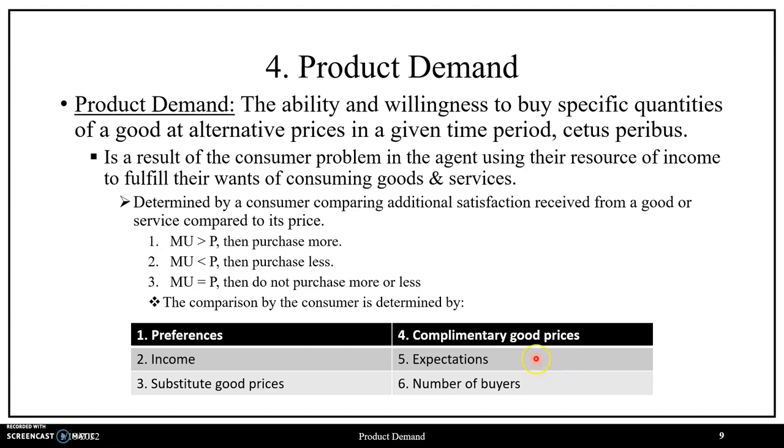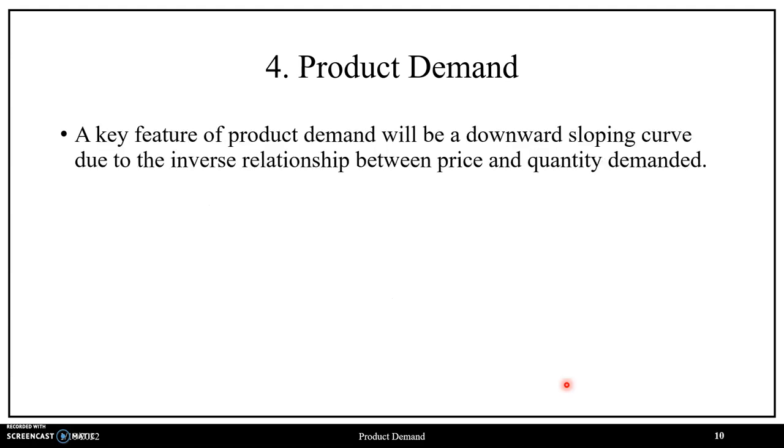In terms of additional determinants, we also have expectations in terms of how the consumer perceives the future will impact the decisions they make today, which we can think about in terms of future income and future prices on goods and services. And lastly, when we look at the overall market, the number of consumers that seek to purchase a particular good or service will matter.